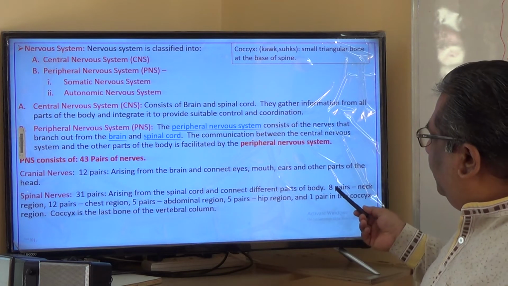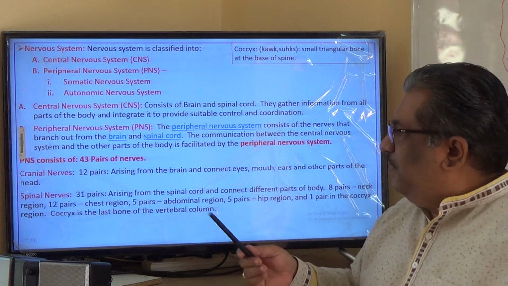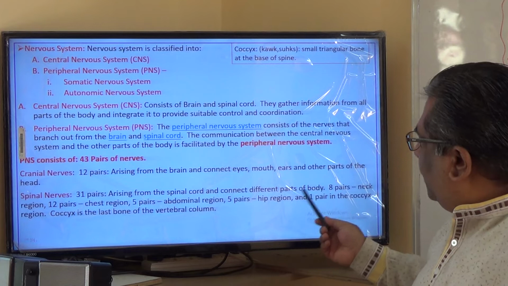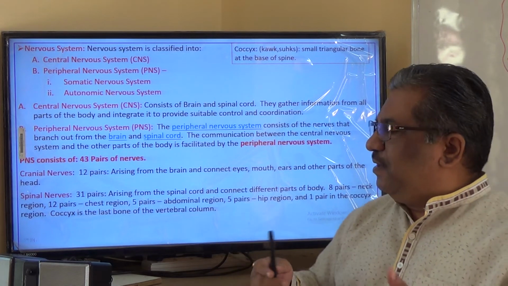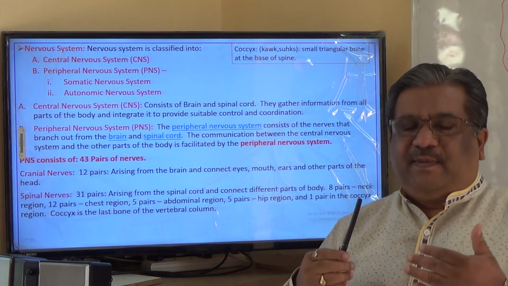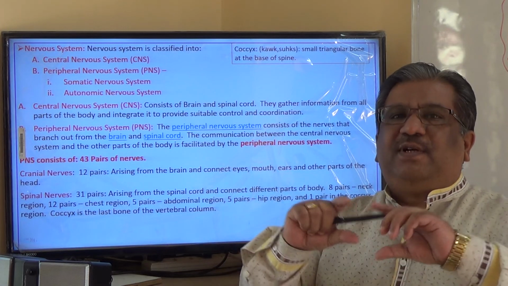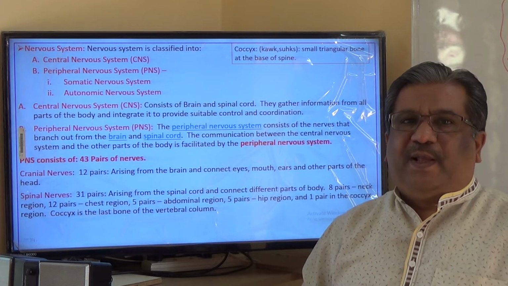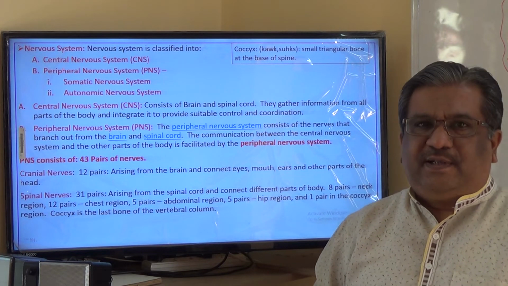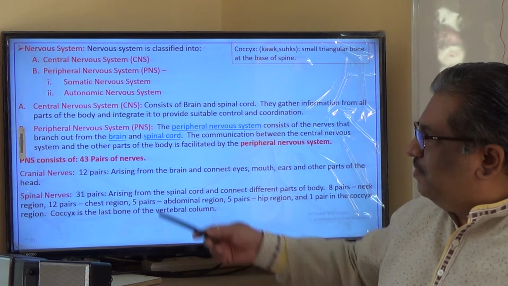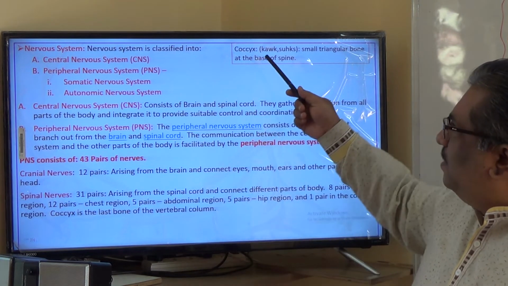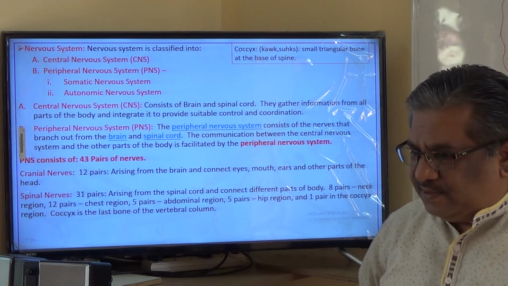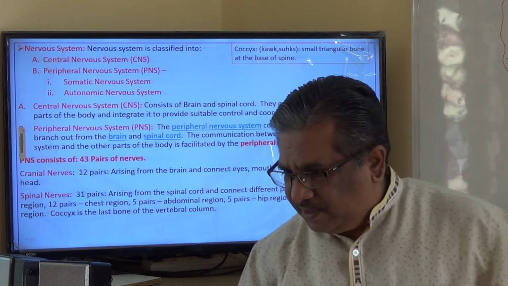So all put together, 8 pairs, 12 pairs, 5 pairs, 5 pairs and 1 pair. These are the number of pairs of nerves that emerge out of the spinal cord and establish the connections with different body parts in order to facilitate the communication. So better if you note it down. I think all these are the points to be noted down. Make a good notes of this. Fine, we'll go to the next one.